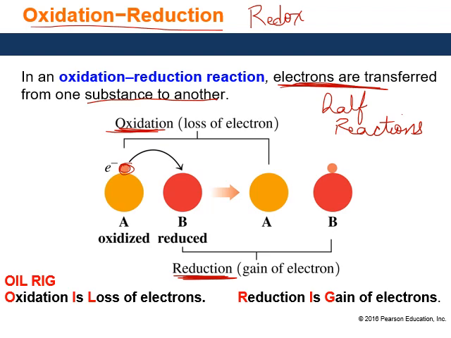One easy way to memorize this definition is if you can remember OIL RIG. OIL stands for oxidation is loss of electrons. And remember, only electrons are involved here. RIG stands for reduction is gain of electrons. So that's one easy way to memorize these definitions.